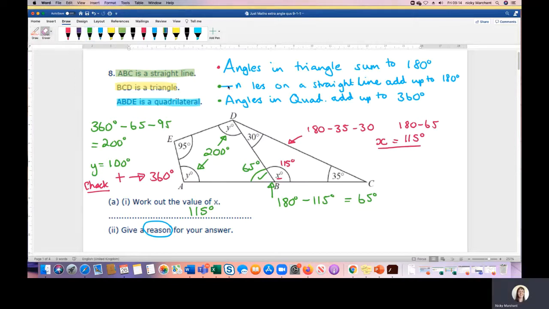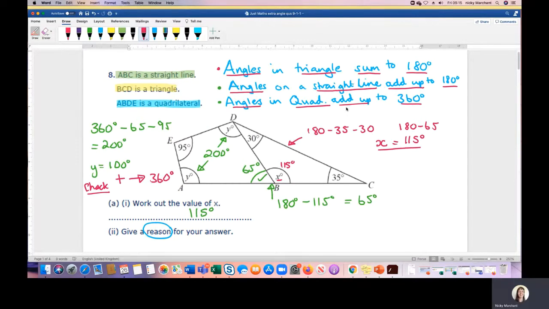Okay, they would be looking for the actual specific language to do with angle rules, and in this case you can say that it's, so I'm going to do this now, angles on a straight line add up to 180 degrees, okay, angles in a triangle sum or add up to 180 degrees, angles in a quadrilateral add up to 360. You can't just say a straight line equals 180, okay, you say angles on a straight line.